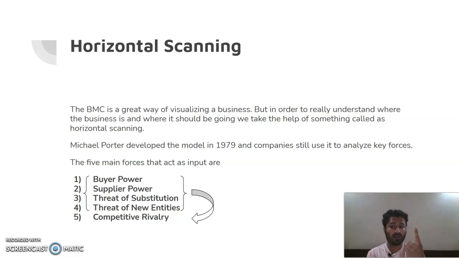Some of the forces that are mentioned on the slides, and we'll discuss more about in the following slides, are buyer power, supplier power, threat of substitution, threat of new entrants, and competitive rivalry. The reason I have indicated an arrow to the fifth force, competitive rivalry, is because the first four forces contribute to the fifth force, and we'll discuss more about why that happens.